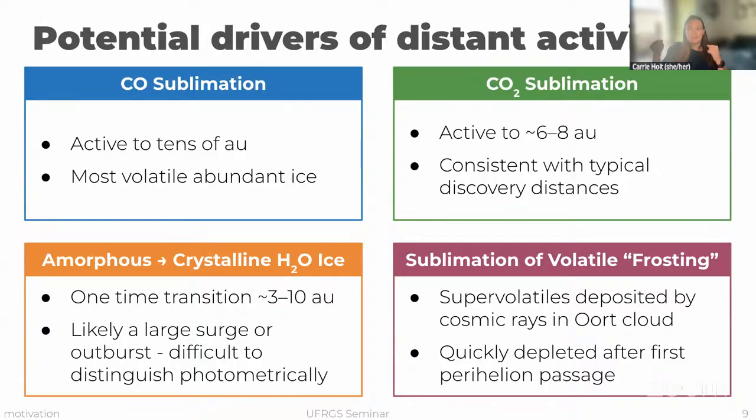And there hasn't been a lot of study on how to distinguish that photometrically specifically. Some ideas are talking about a volatile frosting. So there can be some surface level ices deposited in the Oort cloud, which would then be very quickly depleted after a first perihelion passage, so we would expect to see some distant activity from there.